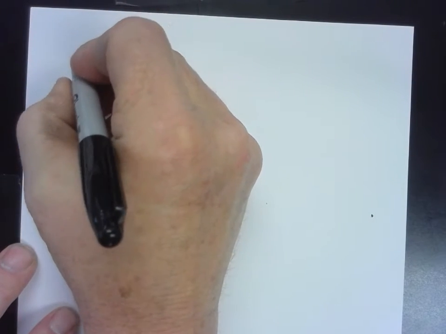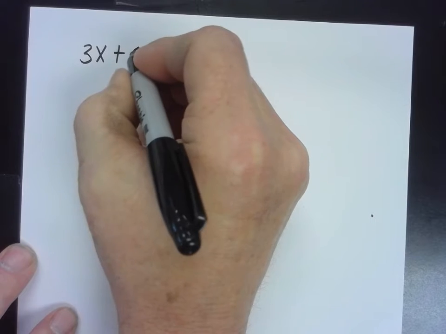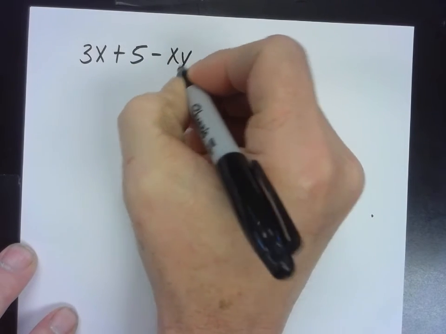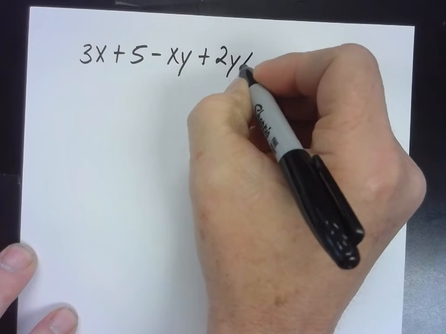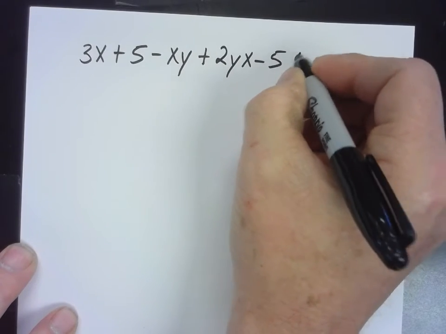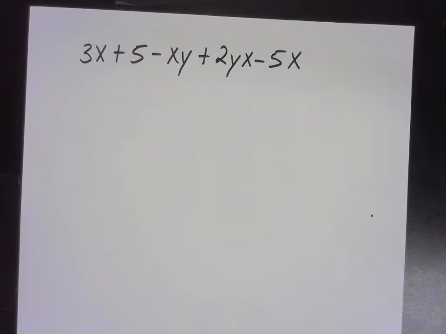So here's your job. Ready? You're going to be given an expression. Now, this is not an equation. There are not two sides. There's no equal sign connecting them. This is just an expression. It's like half of a sentence.